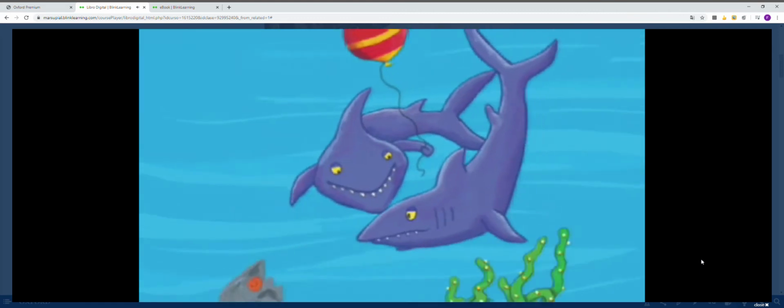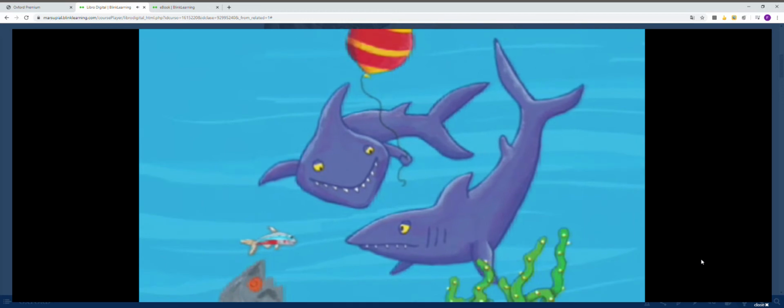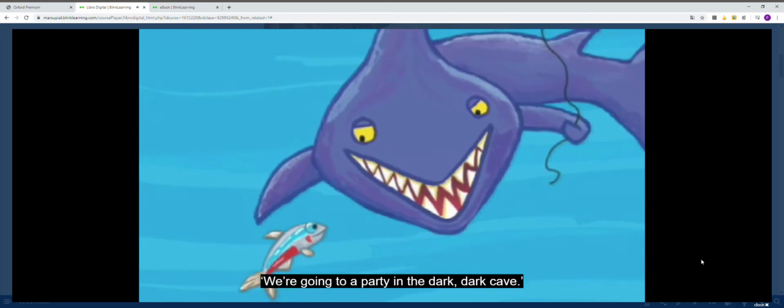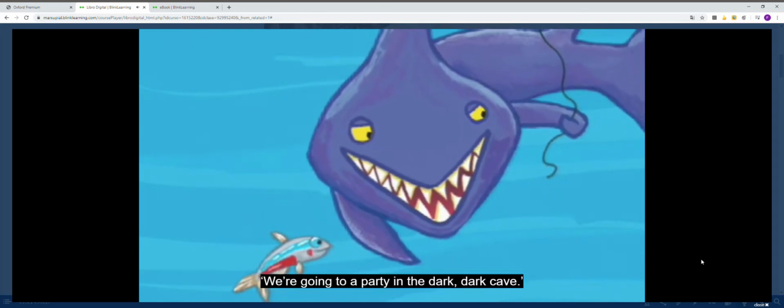Neon sees two sharks. Where are you going? We are going to a party in the dark, dark cave. Can I come? No, you're just a small fish. You're not a shark. You haven't got big teeth. Neon is sad. Oh.